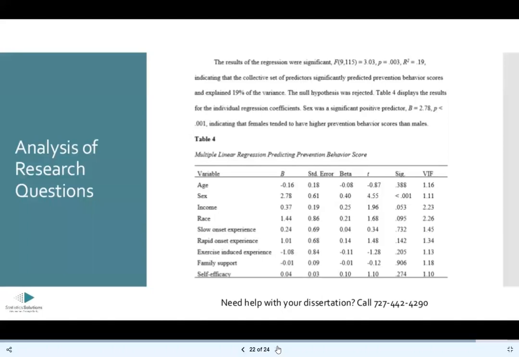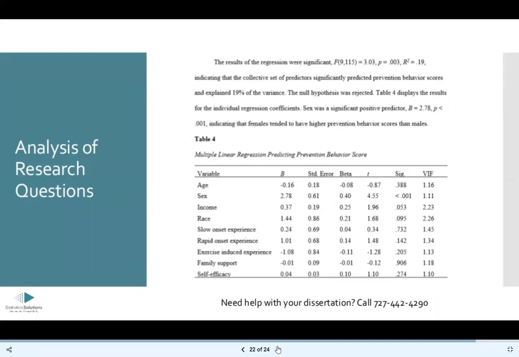Now, this is an example of a regression analysis. So if you're doing a regression, you usually start by stating the results or significance of your overall regression model, which would be an F test. So again, we're going to state the F statistic and degrees of freedom, our p-value, and for a regression, we may also state the R squared, which is the percent of variance explained.